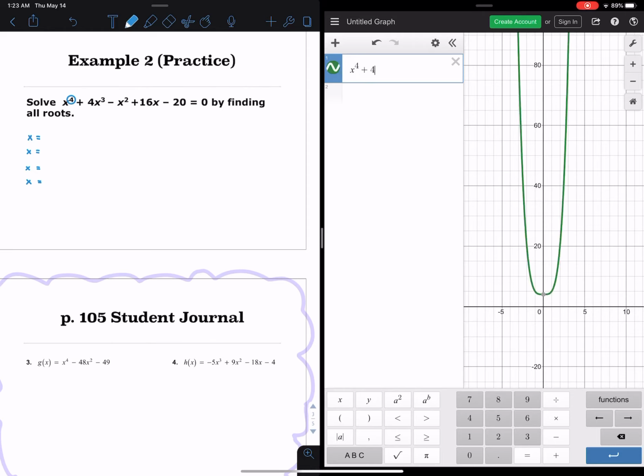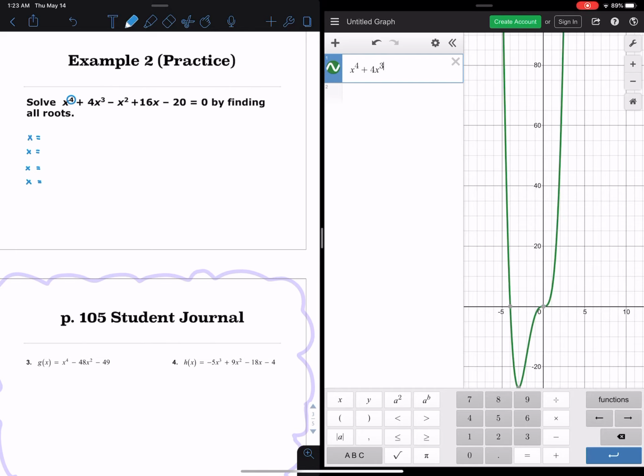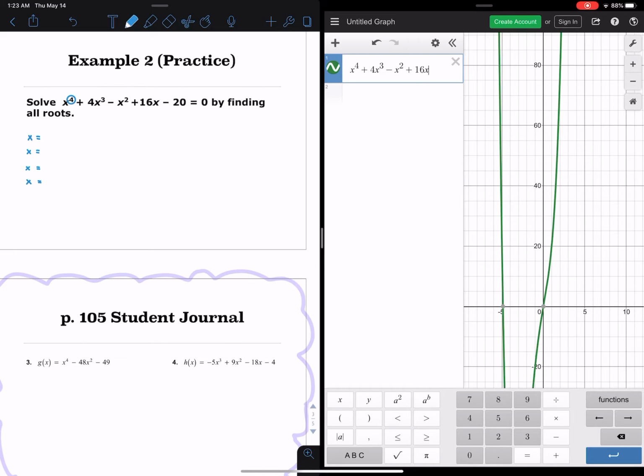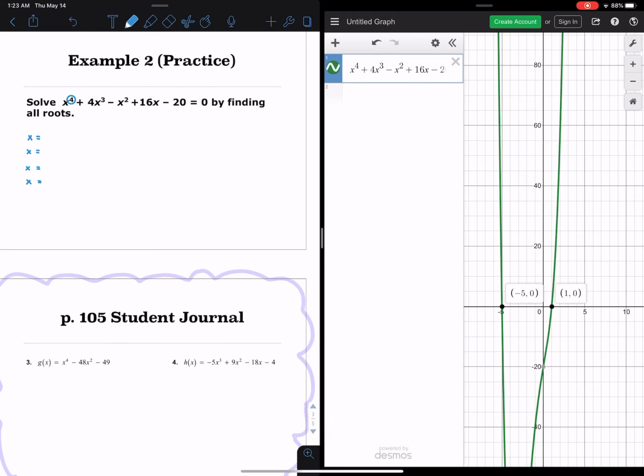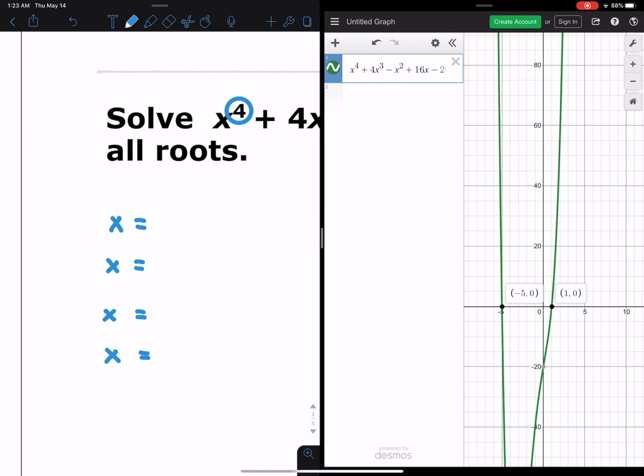plus 4x to the 3rd minus x squared plus 16x minus 20. And then when we take a look at where our graph crosses the x-axis, we have negative 5 and positive 1. So again, 2 of our solutions right off the top of the bat: negative 5 and positive 1.